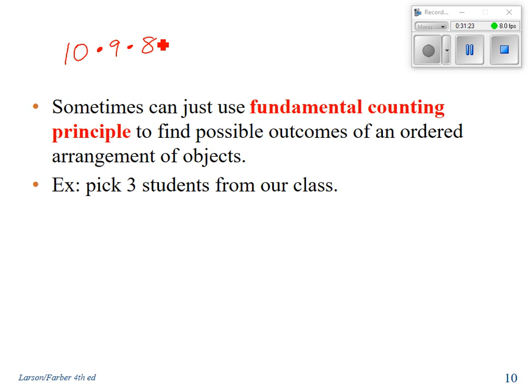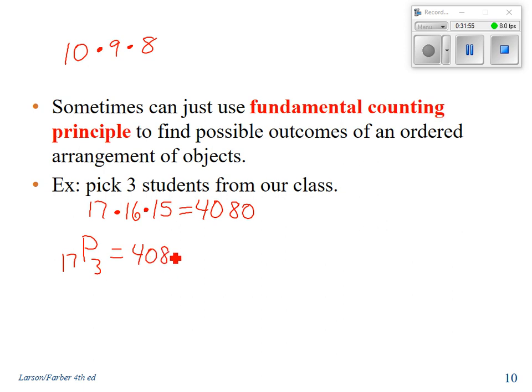So if we pick 3 students from our class, we said there's what, 17 of you? How many could I pick for the first name? 17. How many for the second? 16, third, 15. We could use that, or we could use this: 17 items taken 3 at a time. Somebody do each one of those for us, and let's see what we come up with. First one's 4080. The second one's 4080. They come out the same. So doing it either way, it's going to give you the same answer.